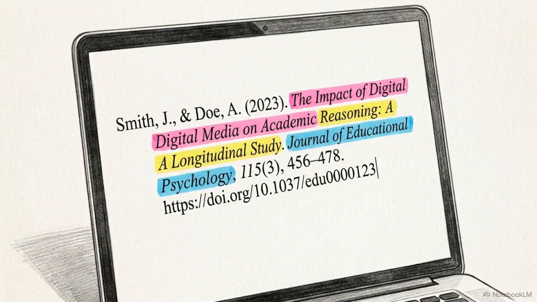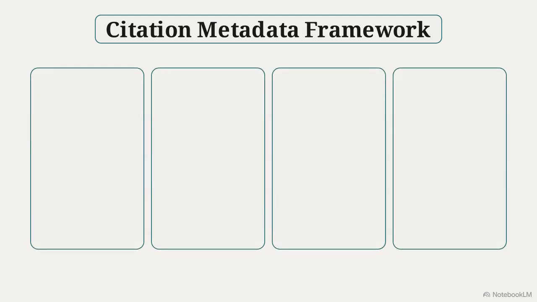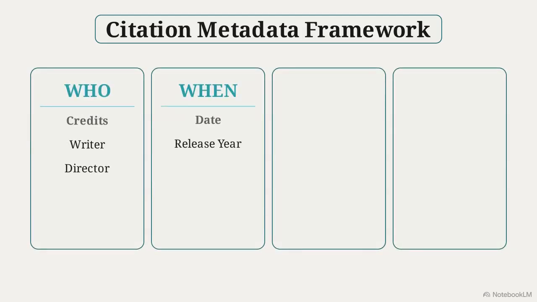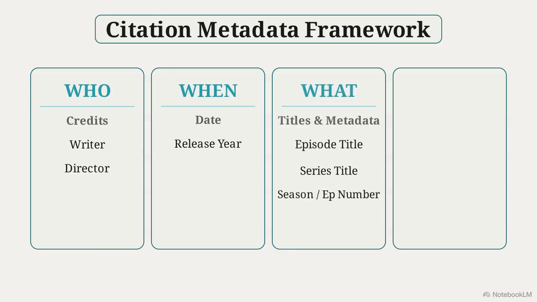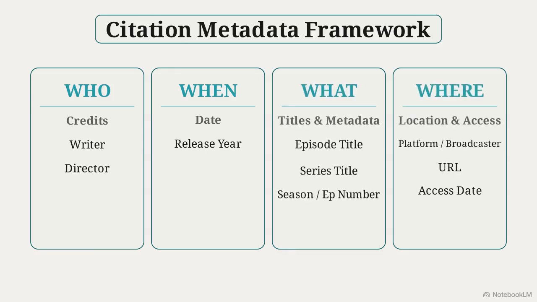The generator will now provide the finalized citation text, formatted specifically for a Harvard-style bibliography. This visualization shows how the data is organized. We have the who in the credits, the when in the year, the what in the titles, and the where in the platform and URL.